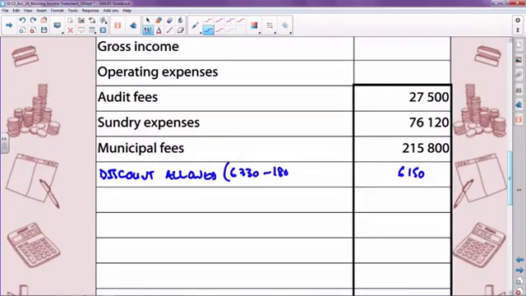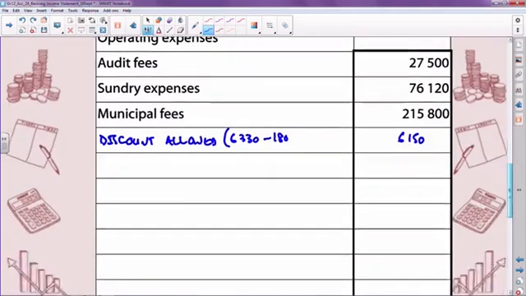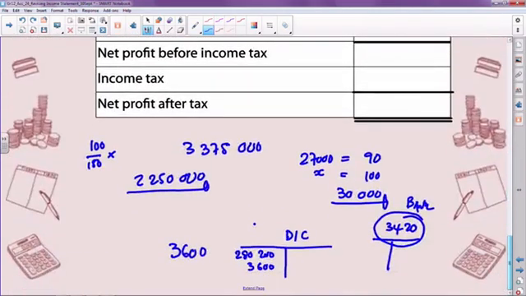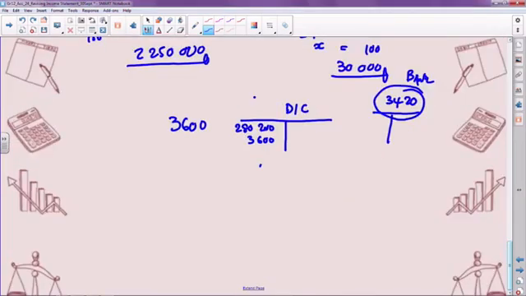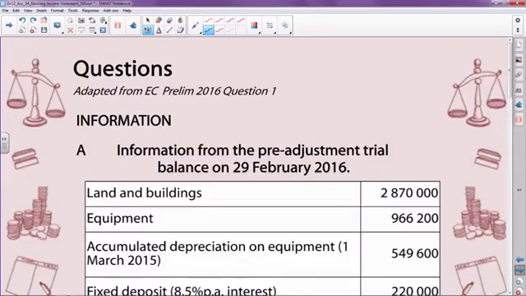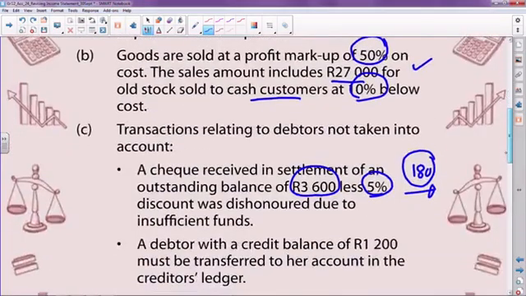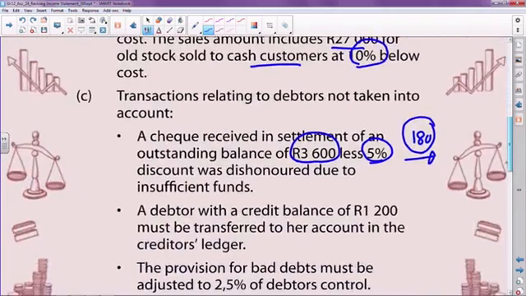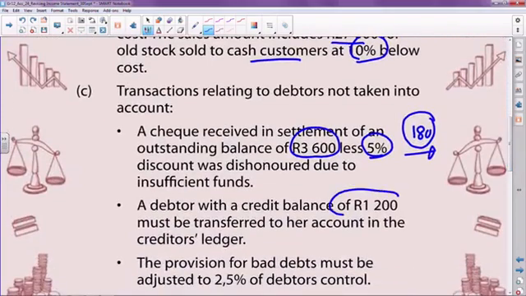Right, you may be asking, why did I open up the debtors control? Because you will notice just now where we're going to be using that debtors control component. Going back to my adjustment. I'm told that a debtor with a credit balance of 1,200 must be transferred to her account in the creditors ledger. An appeal to you, grade 12s.